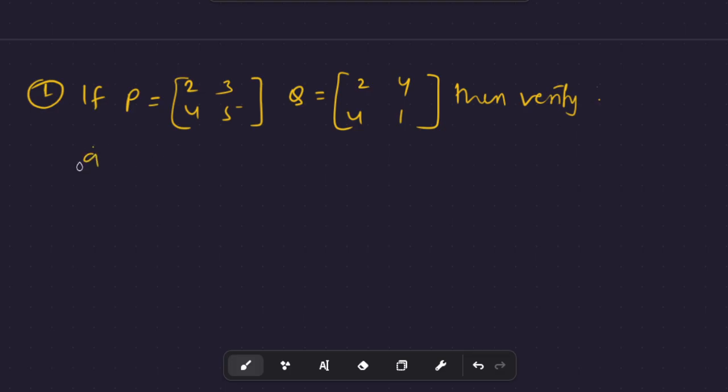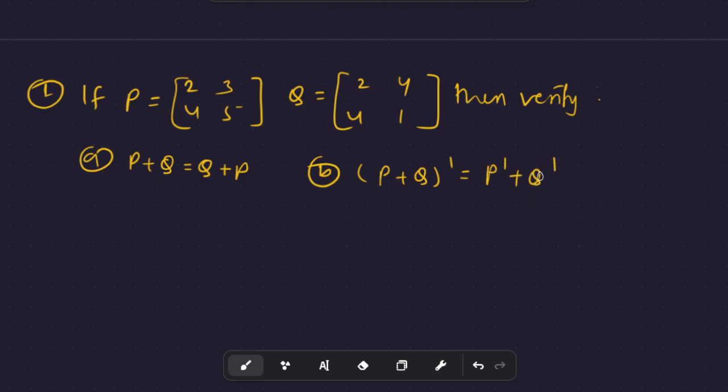verify, A number is P plus Q equals Q plus P. B number is (P plus Q)' equals P' plus Q'. Prime means transpose. This prime means transpose. And similarly, C is 2P' plus 2Q' equals 2 times (P plus P' plus Q'). Okay, this one.